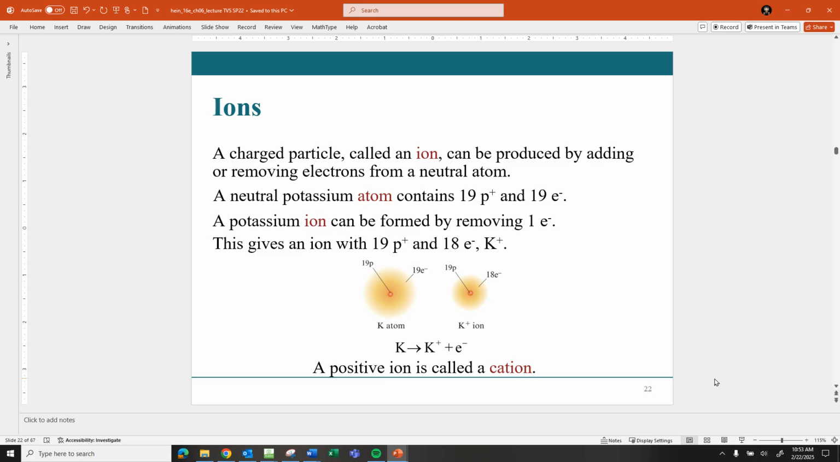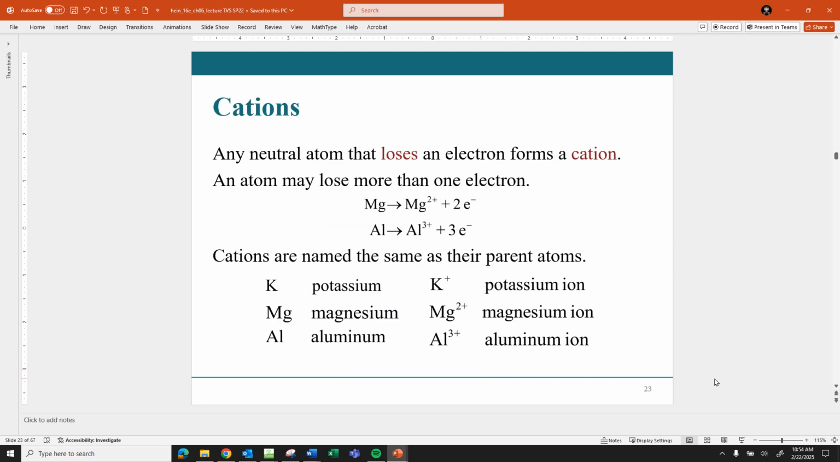But if it becomes an ion, it gains or loses valence electrons, then we're changing the number of electrons, and it will either become positive or negative. So this goes for metals and nonmetals. This one happens to show the example of potassium, that it actually can transfer 1 valence electron when it bonds, so it becomes more positive than negative, and it's a cation. Any neutral atom that loses an electron is a cation.